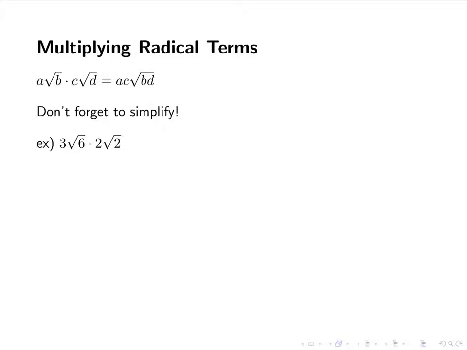As our first example, we have 3 root 6 times 2 root 2. So I multiply the numbers outside of the radical, 3 times 2, and I get 6. And then I multiply the numbers inside the radical, 6 times 2, and I get 12. Then I look at 12 and ask, does 12 have any factors that's a perfect square? It does, 4. So when I take out the root 4, I have a 2. And I still have inside my radical the 3, since 12 is 4 times 3. Then I multiply again what's outside the radical, 6 times 2, and I get 12 root 3.